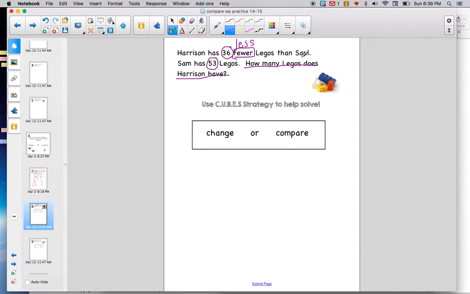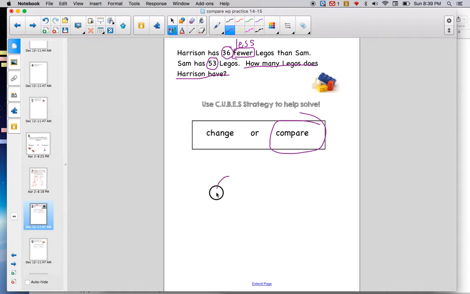S is solve. So I need to make my equation. Before I can do that, I need to figure out if this is a change problem or compare. So I've got Harrison and I got Sam. And this problem didn't say that Sam took any away. It didn't say Harrison took any away. It didn't say Sam added any or Harrison added any. In this problem, it says Sam has a certain amount and Harrison has a certain amount. And I've got to figure out who has more and who has less. So this is a compare problem because I'm trying to figure out the difference between Sam and Harrison.